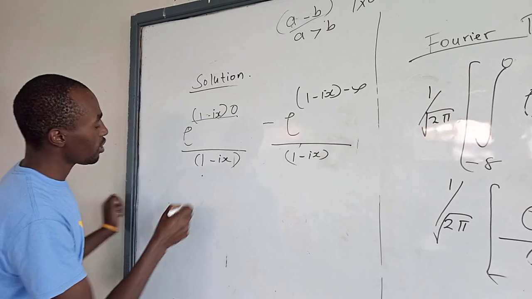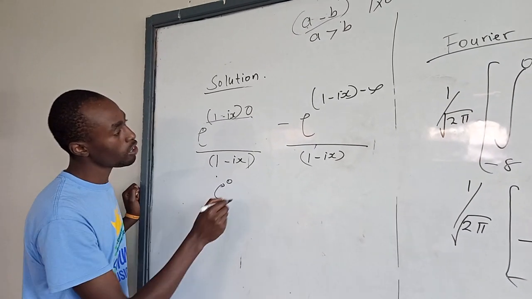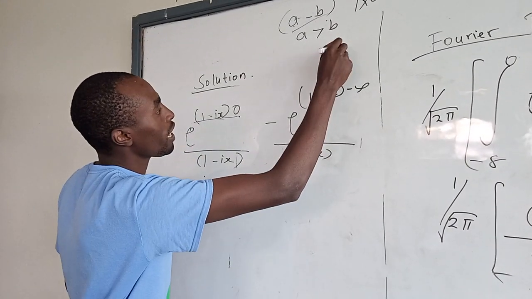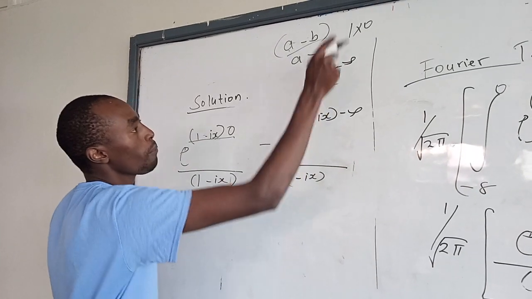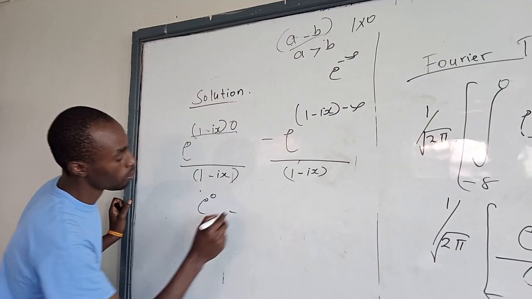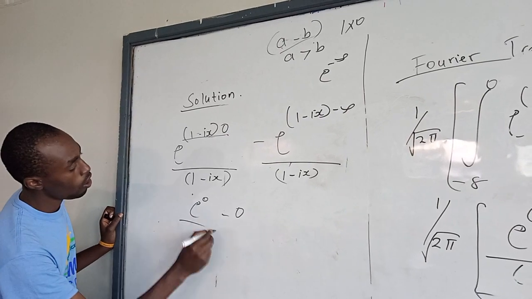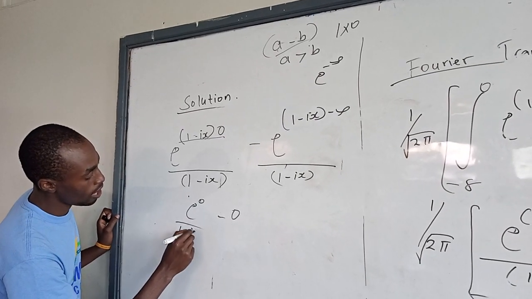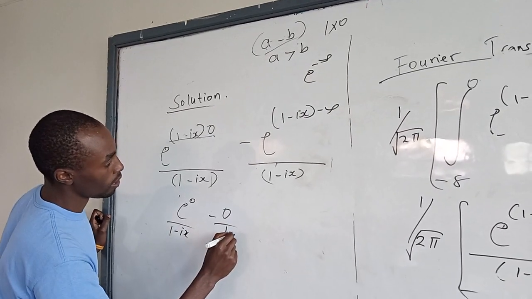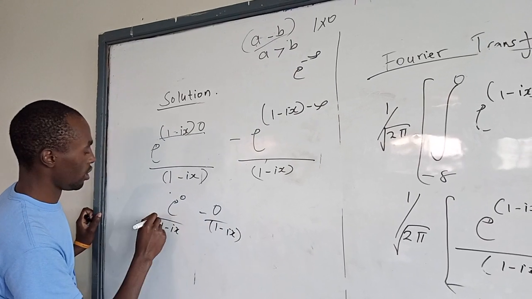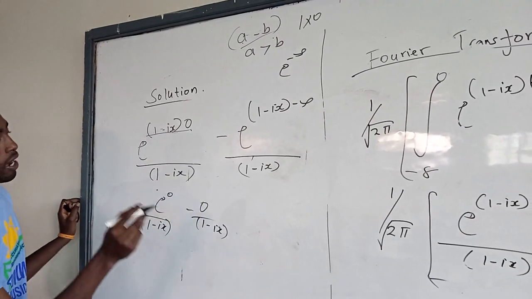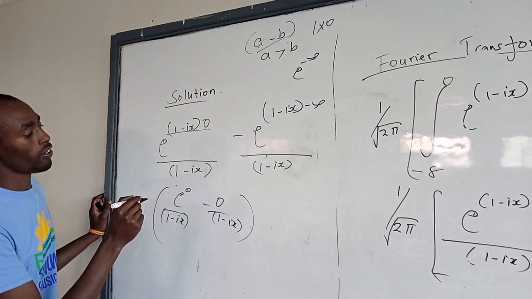So this one will be infinity, and this is 0. Any number raised to infinity in this form is 0. So it will be 0 all over 1 minus ix. This one is 1 minus ix. So that is our first solution.